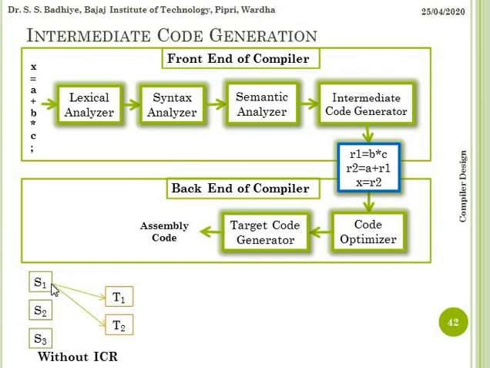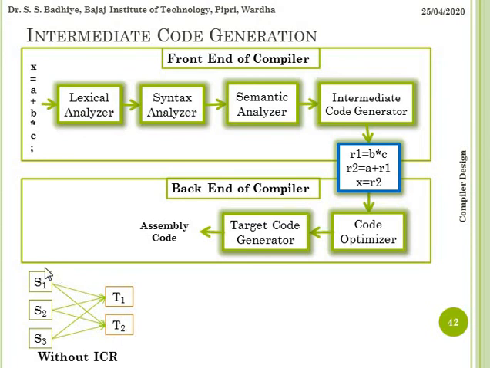Now when we want to convert these three source languages into two target languages, every time we have to write a front end for source language 1 and convert it to target language 1, right? Similarly, source language 2 converts to target language T1 and target language T2, and source language 3 converts to target language T1 and T2.